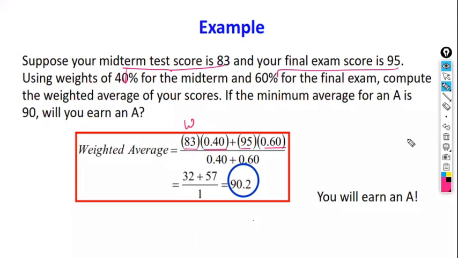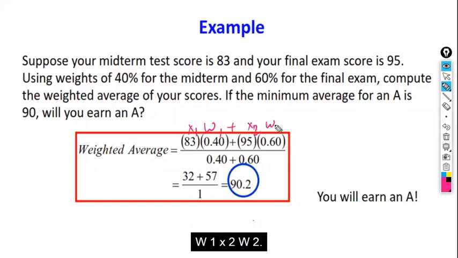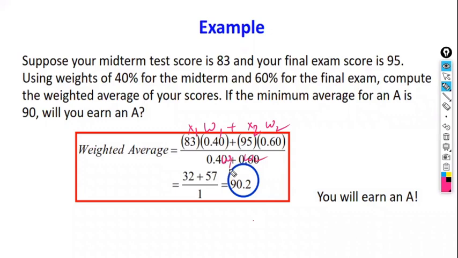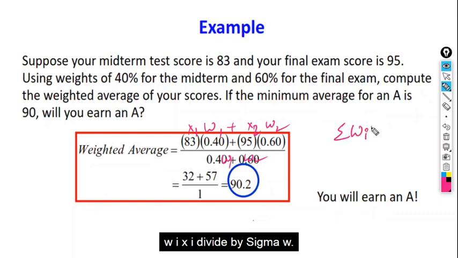This is W and X, that is X into W. This is X1, W1, X2, W2. Right? So the X value into the weight, divided by W1 plus W2. The denominator is the sum of the weights. The formula is sigma WiXi divided by sigma W.